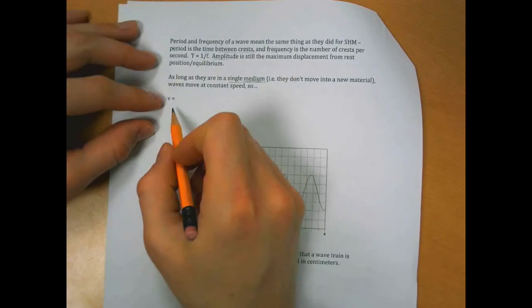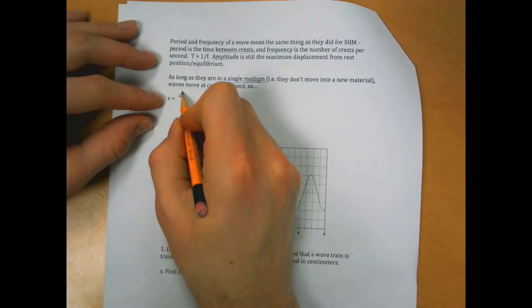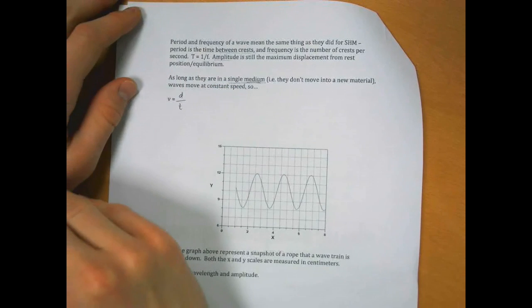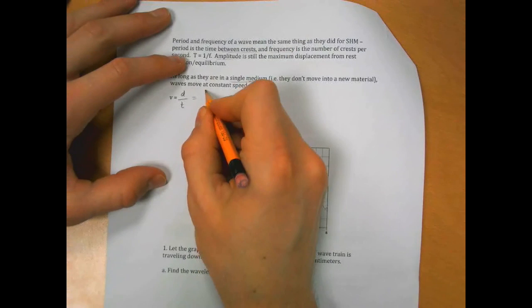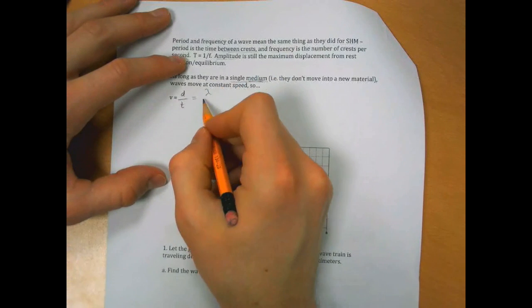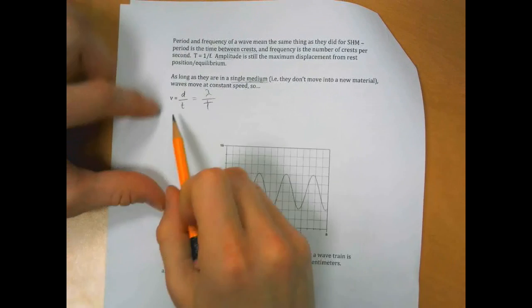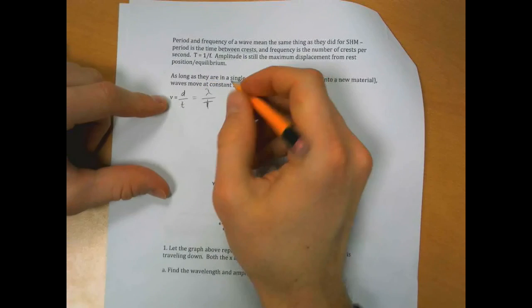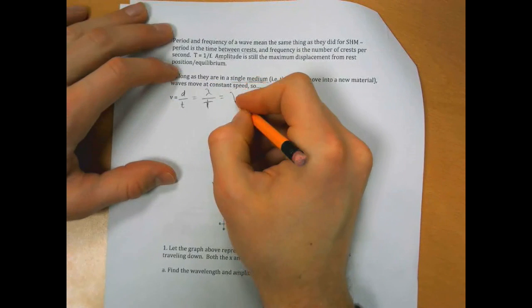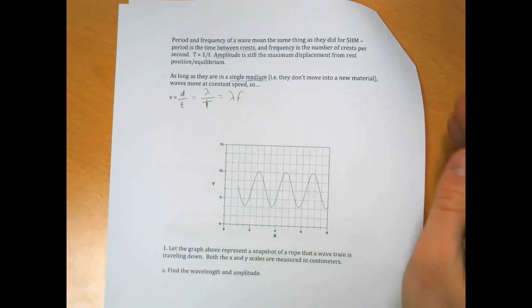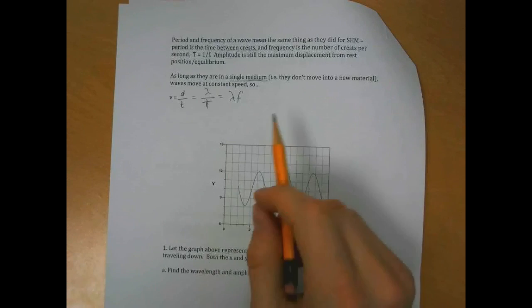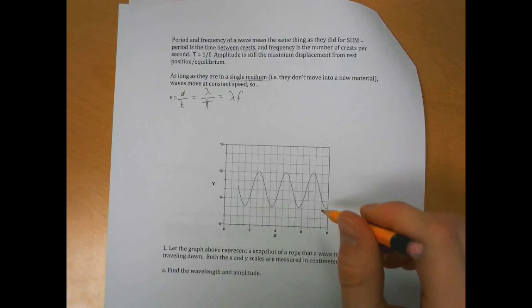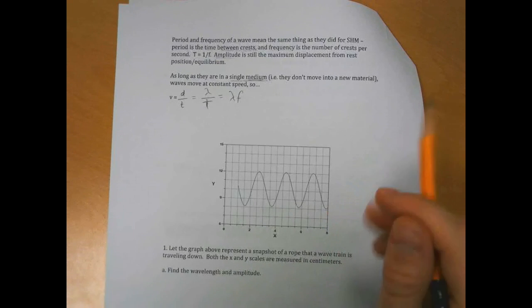So if the wave is traveling at a constant speed, then we can say velocity is going to be distance over time. And what's the easiest distance to measure for a wave? Well, that's going to be the wavelength. And how much time does it take for a wavelength to go by? Well, that's the period. So wave speed is equal to wavelength over period. And 1 over period is equal to frequency. So we could also say that velocity is equal to lambda times frequency. And we'll look at speeds of some different kinds of waves.